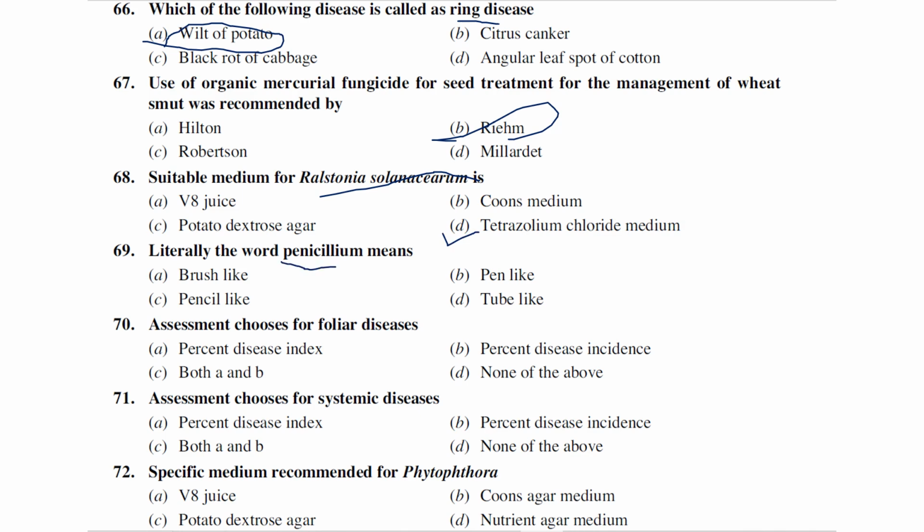Literally, the word penicillium means what? Generally the meaning of penicillium is brush-like, I would say artist's brush-like. The word Aspergillus means a toilet brush. It looks like a toilet brush, but penicillium looks like an artist's brush.